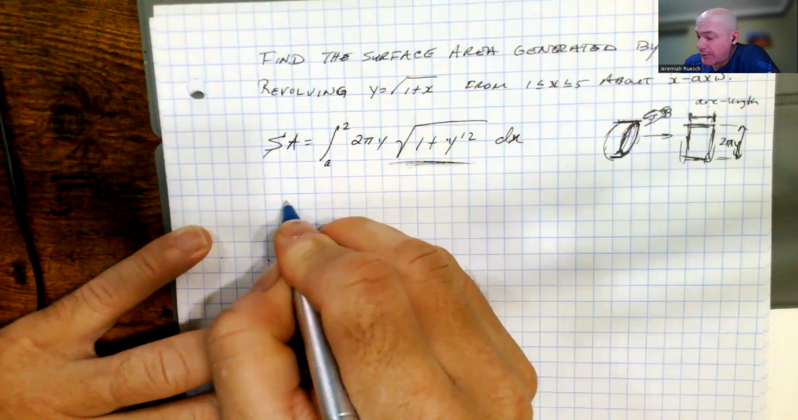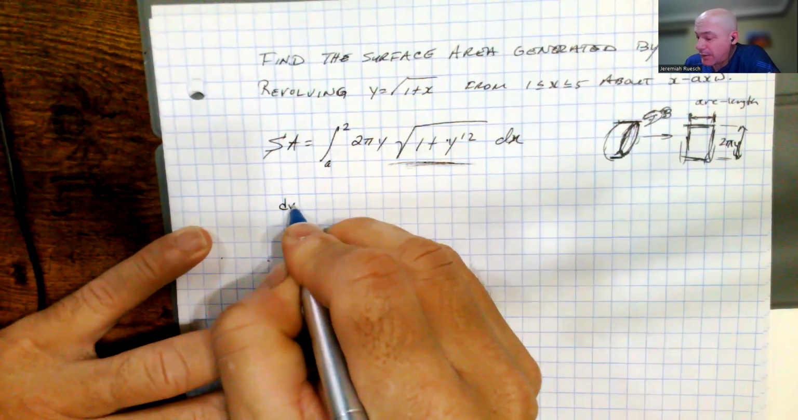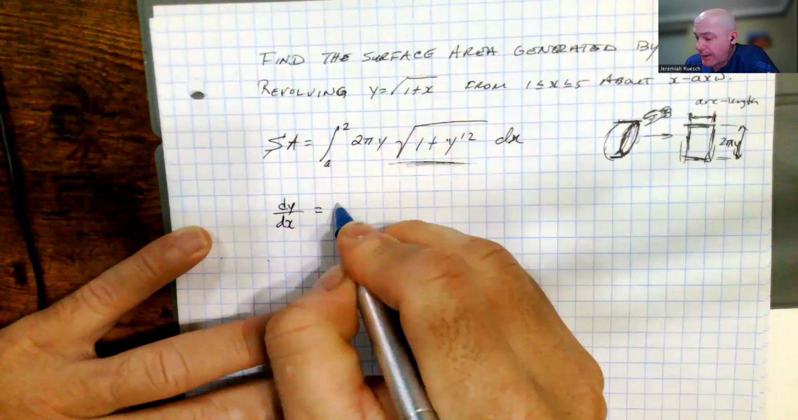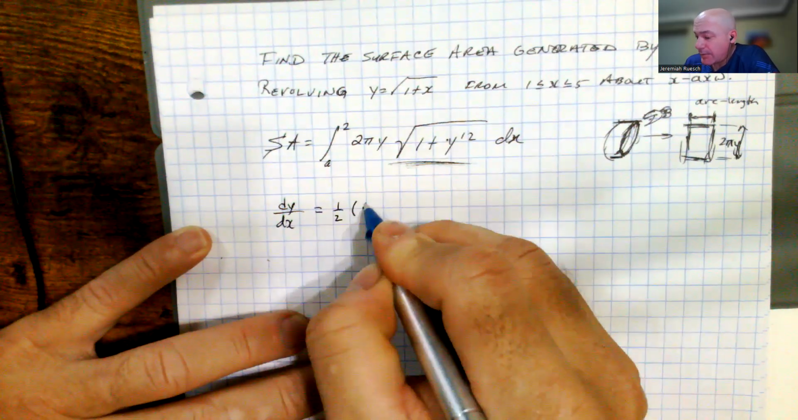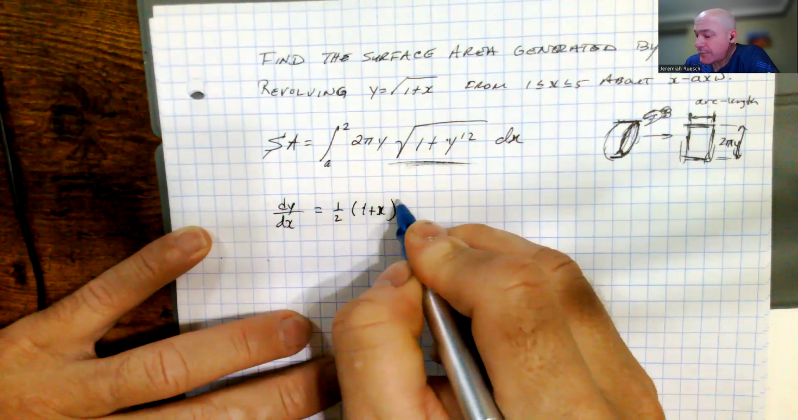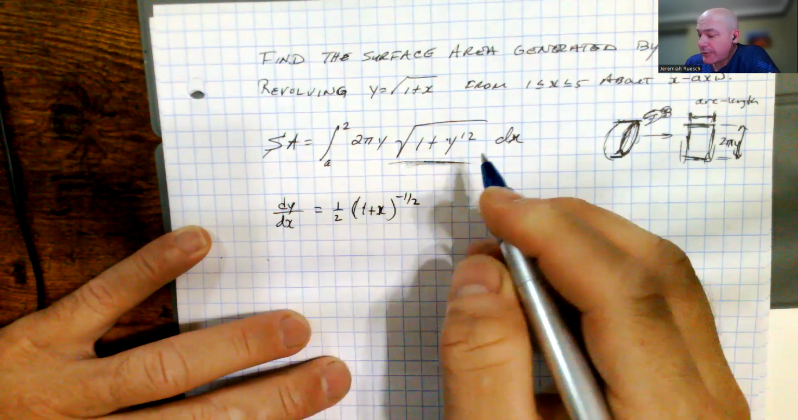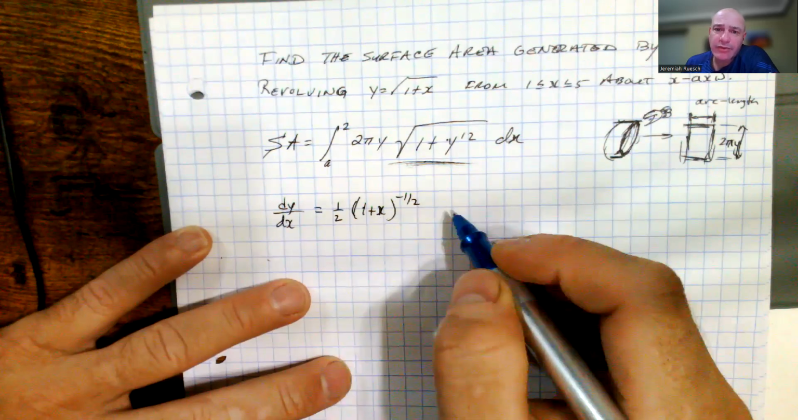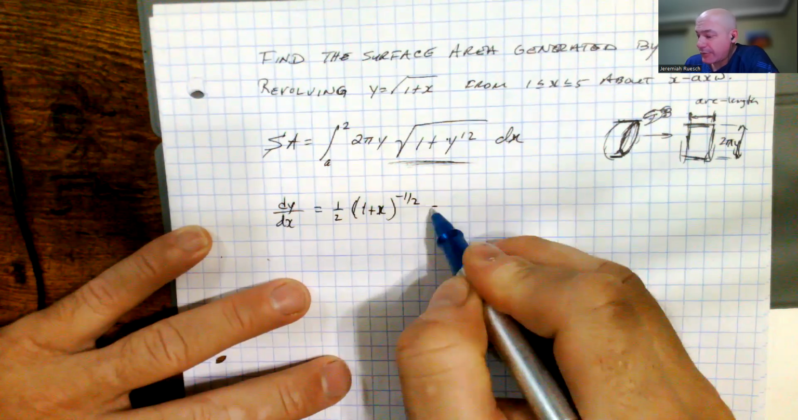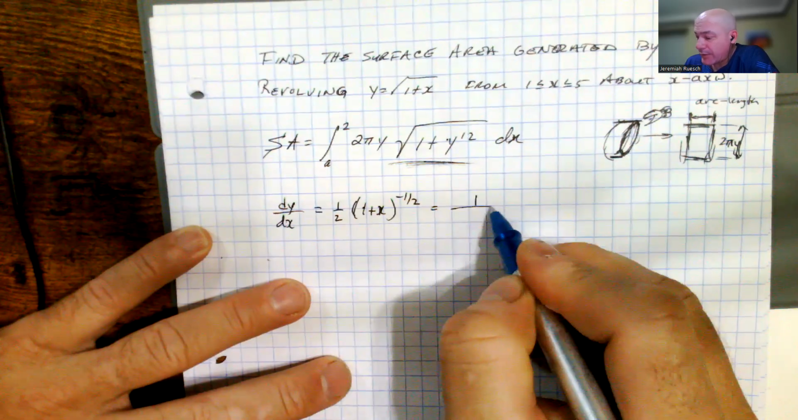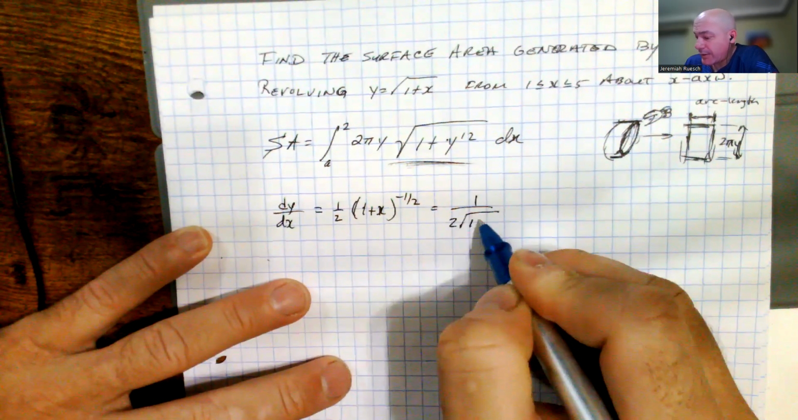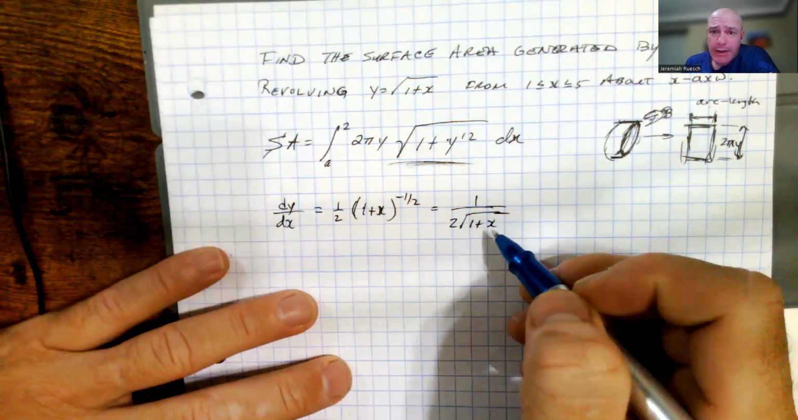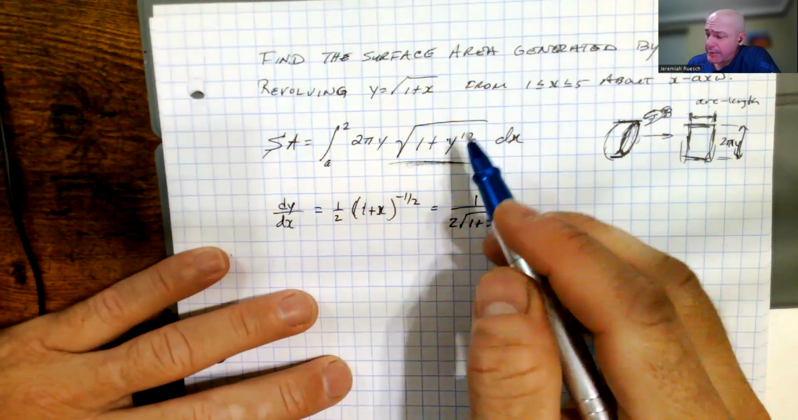Okay. So dy/dx is equal to, well, the derivative of this is going to be 1/2 using the power rule, (1 plus x), subtracting 1 from the exponent, and then taking the derivative of the inside. Since x is a linear term, its derivative is just 1. So this is a pretty easy derivative with the chain rule. So we get 1 over 2 square root of 1 plus x. Pretty clean derivative there. Okay. And then now we're going to square that.